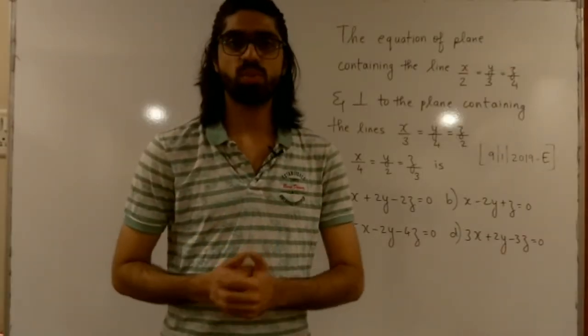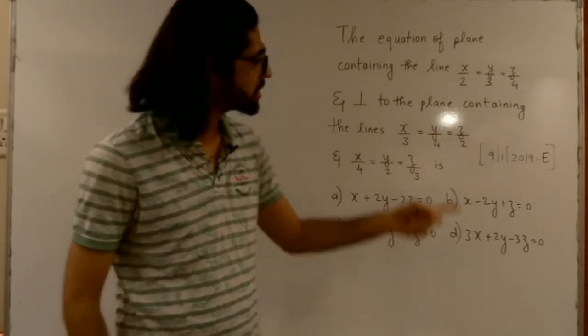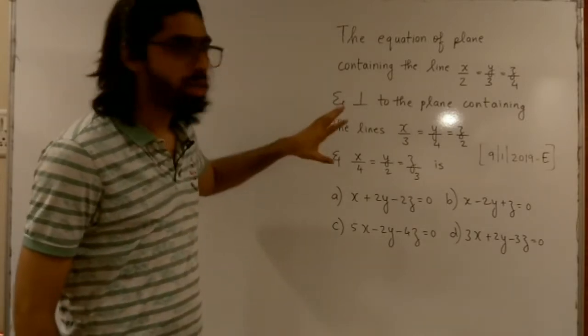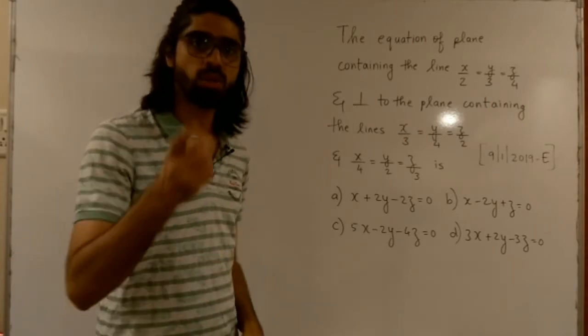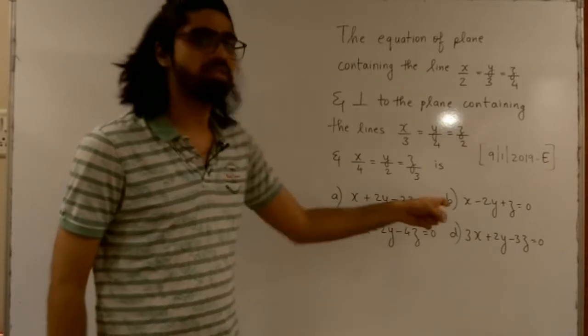Let's go ahead with the next question. I have taken it from the 9th January 2019 papers from the evening session. The question says the equation of the plane which contains this line and is perpendicular to the plane which contains the two given lines over here is which of the given options.